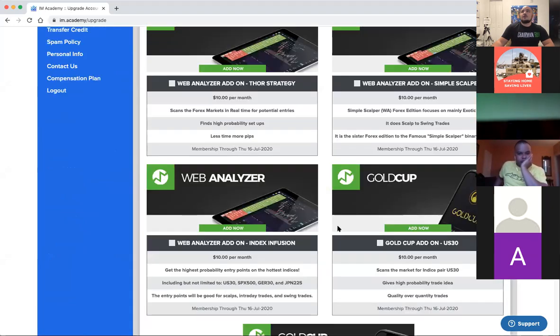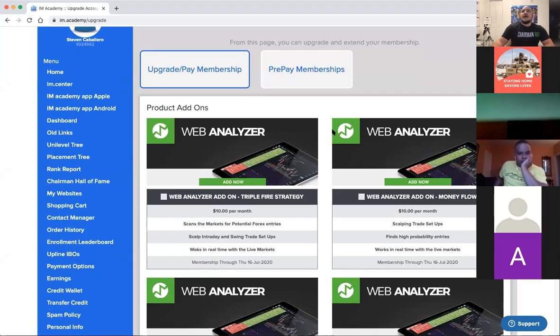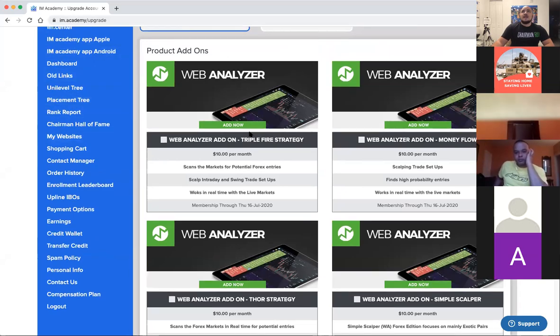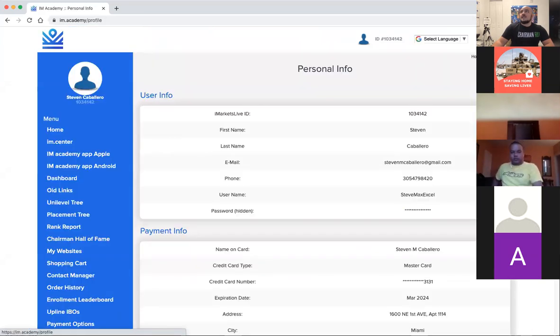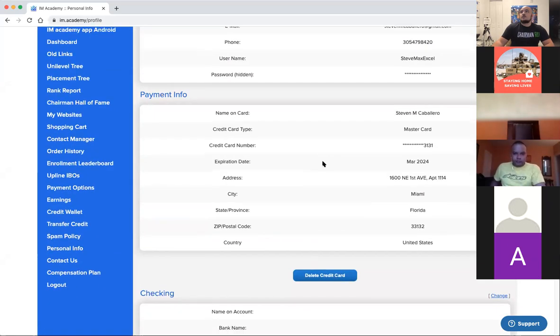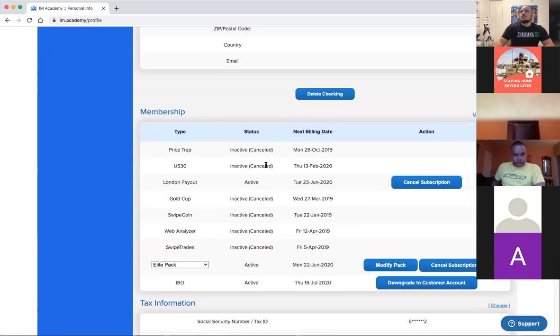You don't see a whole lot online because I have everything, but if you want to add anything to your package, guys, you go to im.academy and you can add it here. Also, if you ever want to change your package, there's a little settings button that looks like a gear up here. Scroll down, and you can change your membership.